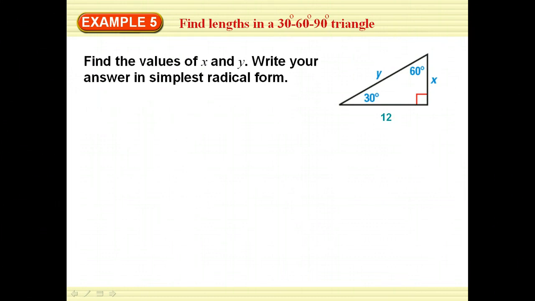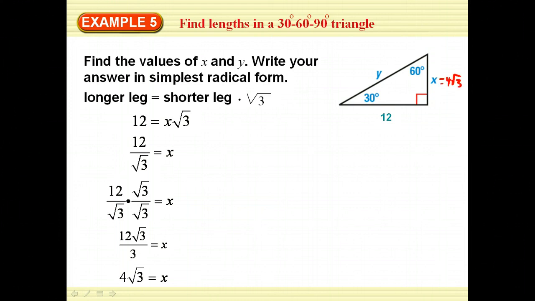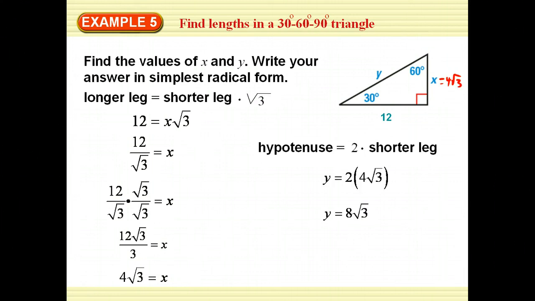Find the values of both x and y. Well, we can see that I have a 30, 60, 90 triangle. We know that the longer leg, which we know is 12, is the shorter leg times the square root of 3. So 12 is x times the square root of 3. I'm going to need to simplify that and rationalize the denominator, and what I end up with is 4 times the square root of 3 for x. Now the hypotenuse then is twice as long as that, so 2 times 4 square roots of 3 gives me 8 square roots of 3 for the hypotenuse.